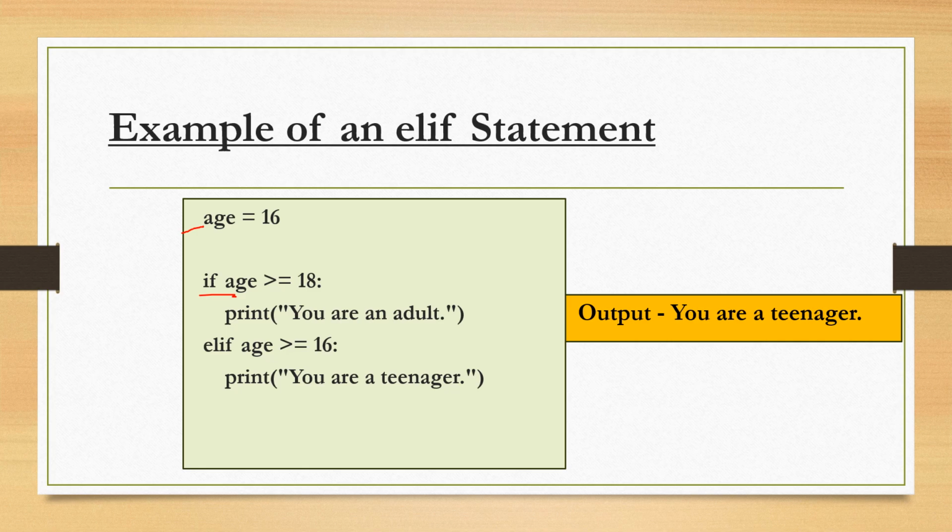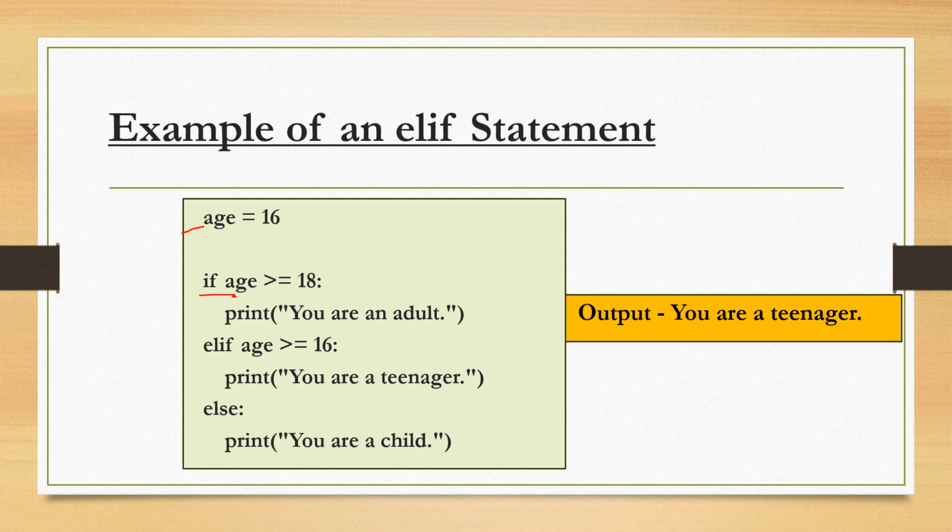Now if this condition is also false, then last we are going to use an else statement. We are not going to provide any condition in the else block. We are just checking that if both of them are false, then at last the else block will be executed. So we will print you are a child.